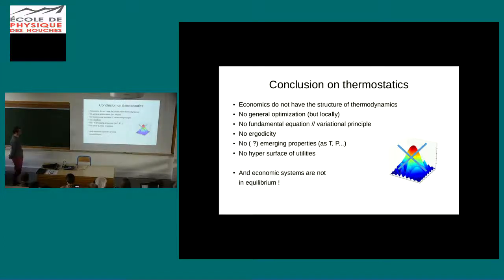There is, of course, no ergodicity. There is no, to my knowledge, emerging property such as temperature or pressure. There is no hypersurface of utilities, so that kind of thing where we can find a local equilibrium just does not exist. And of course, economic systems are not in equilibrium. But this is still the main part of the formalism of mainstream economics.